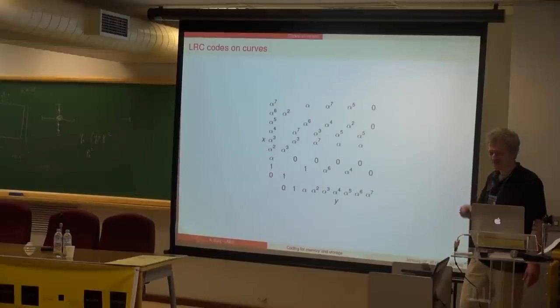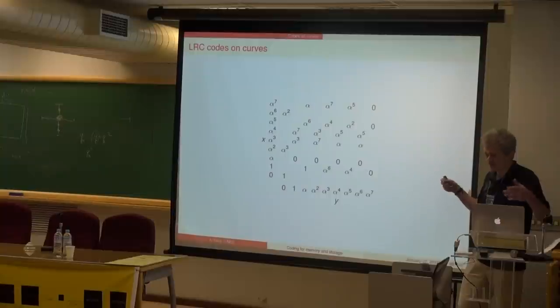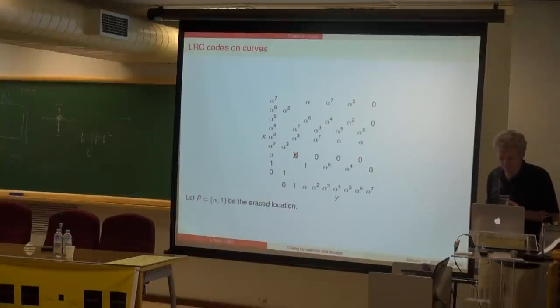And then you do this for all points, and it tells you the remaining codeword. So this is the codeword, these 27 coordinates. There's no linear order, right? They are ordered in two dimensions. The coordinates are ordered in two dimensions. And let us say this is the erased location. So the coordinates of the location are alpha, 1. And we want to recover it.